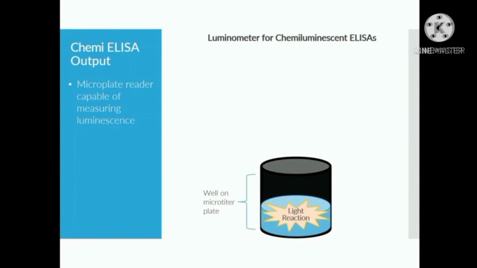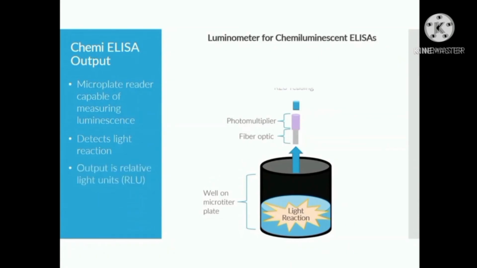Chemiluminescent assay requires a microplate reader that measures luminescence. The light given off by the reaction in wells is transmitted by a fiber optic cable to a photomultiplier that outputs relative light units. RLU is directly proportional to analyte concentration. The illustration gives a chronological order of events involved in the detection.